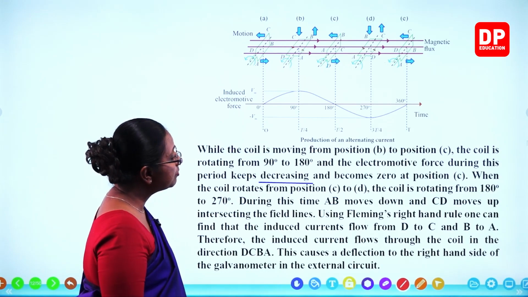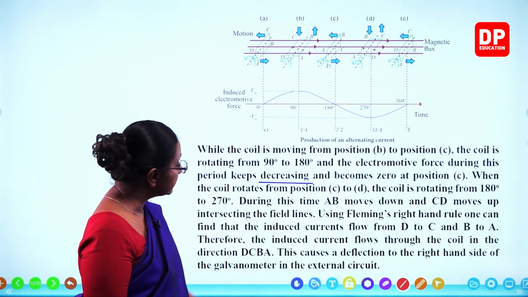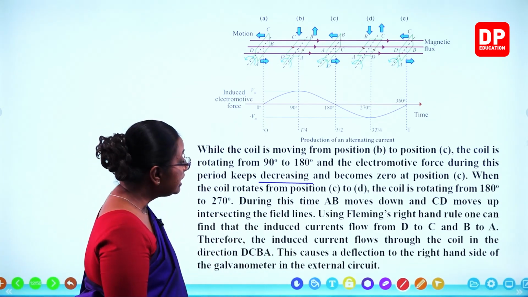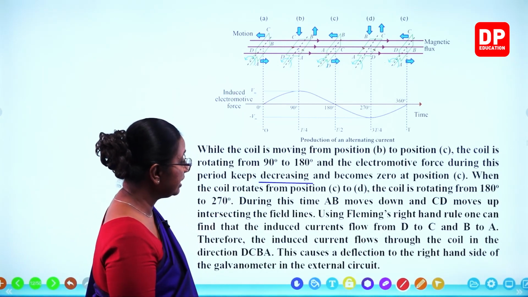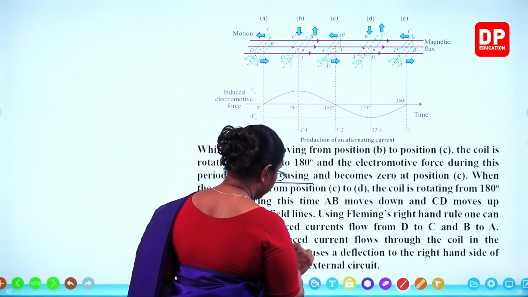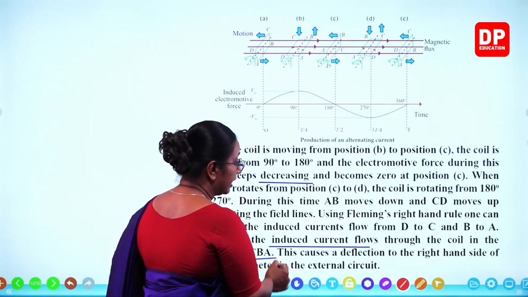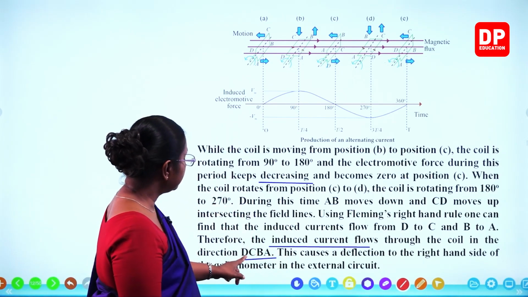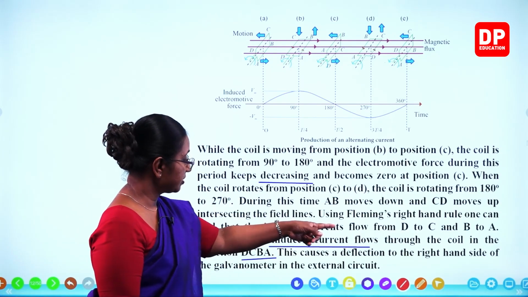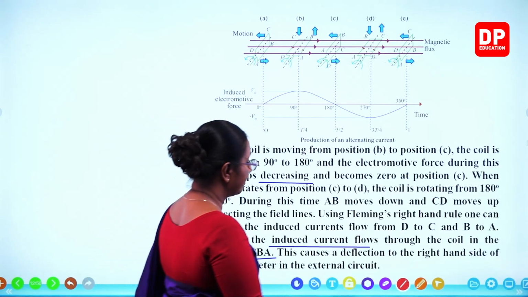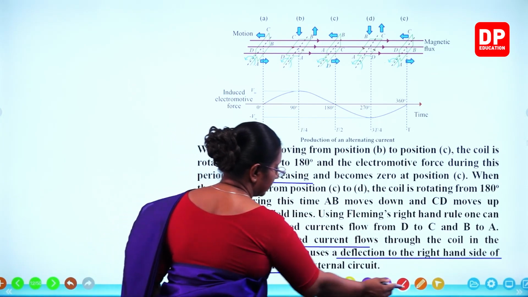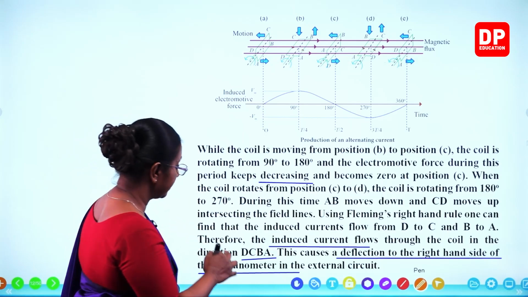During this time, AB moves down and CD moves up, intersecting the field lines. Using Fleming's right-hand rule, one can find that the induced currents flow from D to C and B to A. Therefore, induced current flows through the coil in the direction DCBA. So, I explained that to you all. This causes a deflection to the right-hand side of the galvanometer. I explained that to you all in the previous diagram also.